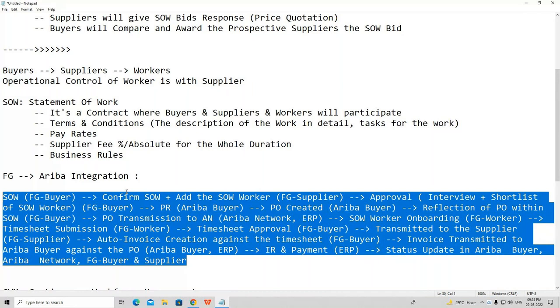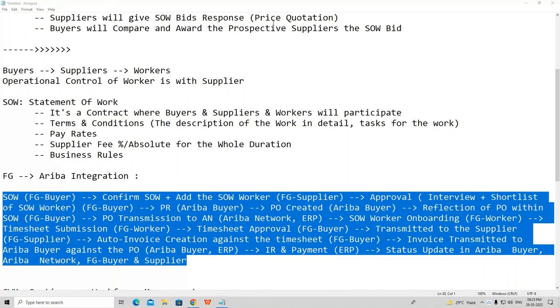Okay. One last thing. Once we finalize the SOW through Fieldglass, do we need to create a contract as well, or is it not required at all, even in the ERP? No, it's not required. Why? Because SOW by itself is a contract.